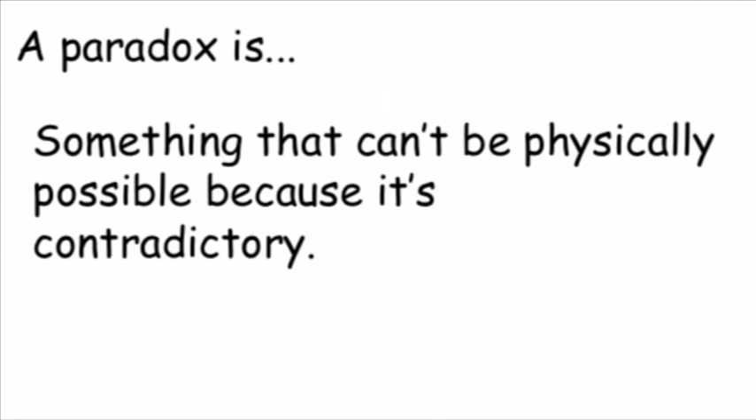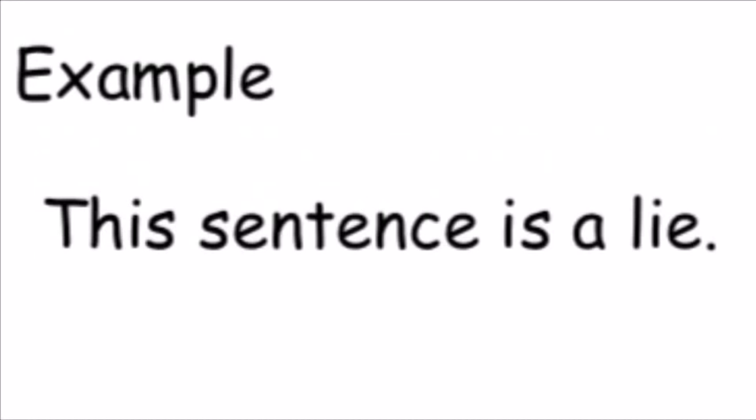Okay, so what a paradox is, it's something that contradicts itself so it can't be possible. And an example of a paradox is: this sentence is a lie. Because if it really was a lie, then it'd be this sentence is a truth. And if it's telling the truth, then it's a lie. And if it's a lie, it's a truth. And then your brain explodes because it doesn't make sense.